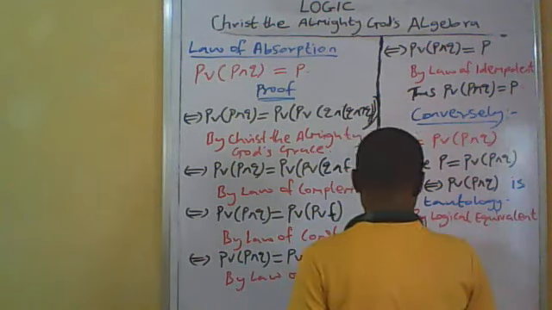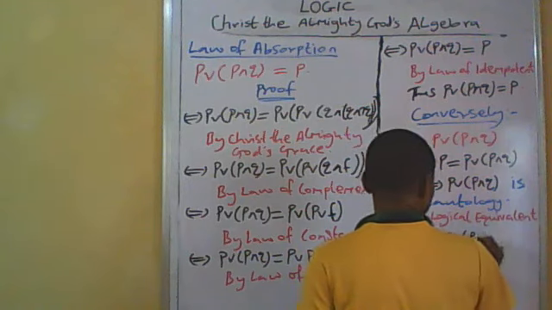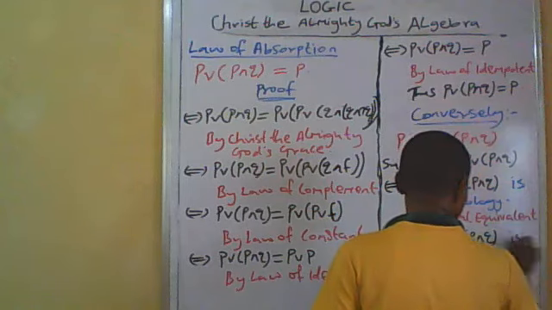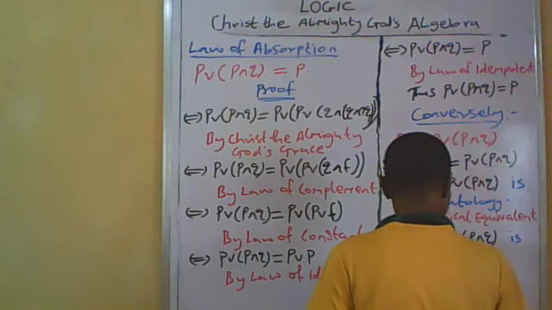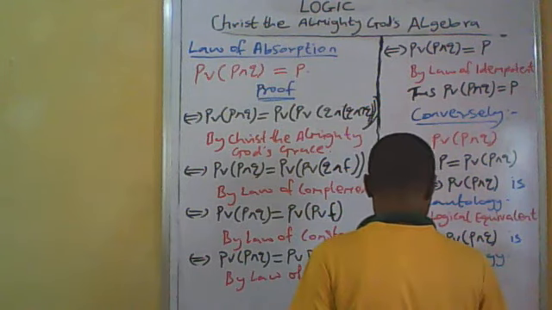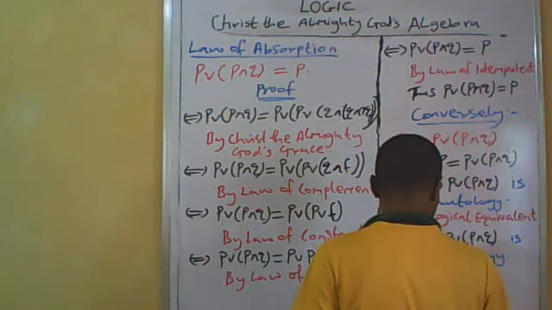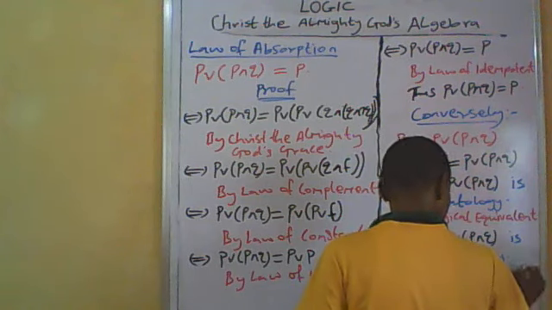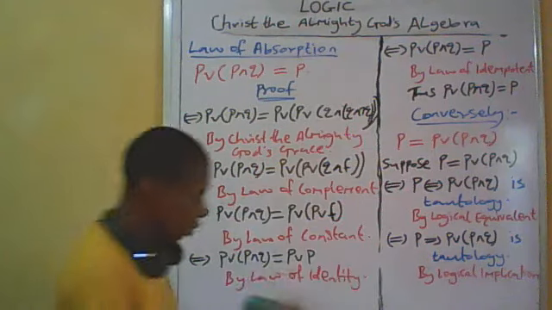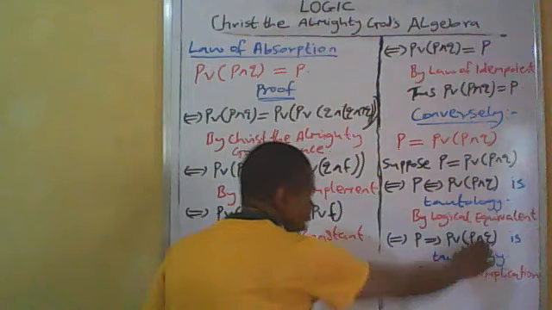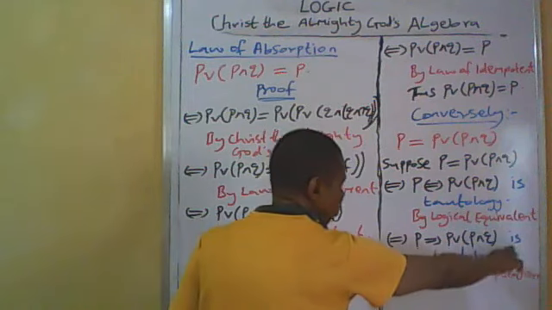If and only if P implies P or (P and Q) is a tautology, being justified by logical implication. You see that we have now transformed this biconditional statement to a conditional statement and it still preserves tautology.